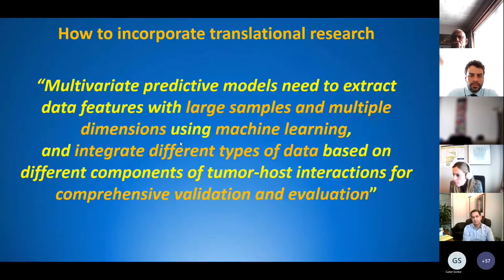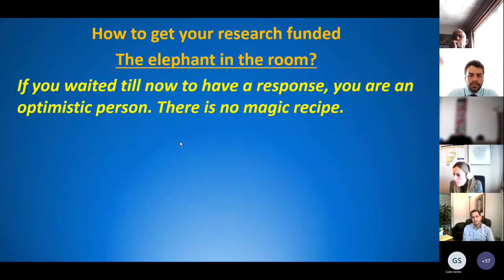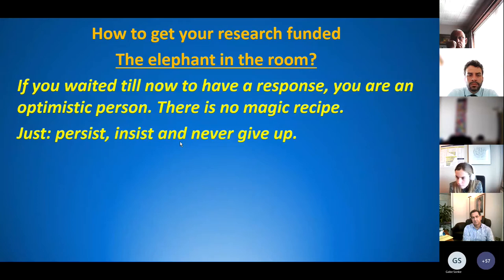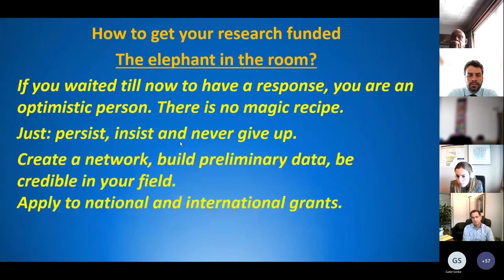And lastly, how to get your research funded? Is this the elephant in the room? I wrote that if you wait until now to have a response, you are an optimistic person because there is no magic recipe. Just persist, insist, and never give up. Create a network, build preliminary data, and be credible in your field. And then apply to national and international grants, but remember to never give up. And in particular, be curious.